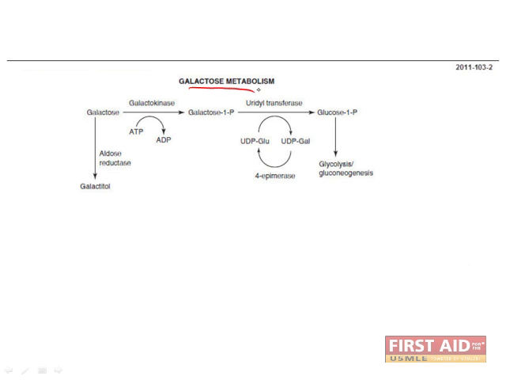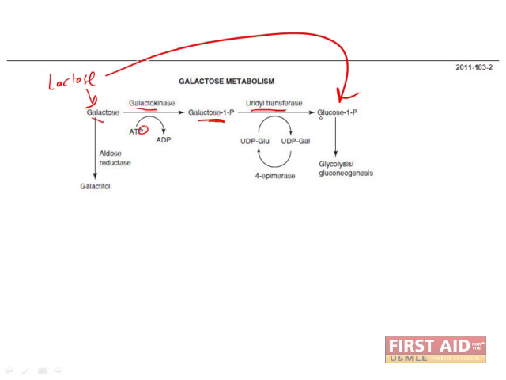In galactose metabolism, lactose and galactose are converted to a more usable form that can enter glycolysis. It occurs in the kidney, liver, and brain. Normally, dietary lactose is broken down into galactose and glucose. Galactose is then phosphorylated by galactokinase to galactose 1-phosphate, which is converted by uridyl transferase to glucose 1-phosphate. This, of course, can be used for glycolysis or gluconeogenesis.